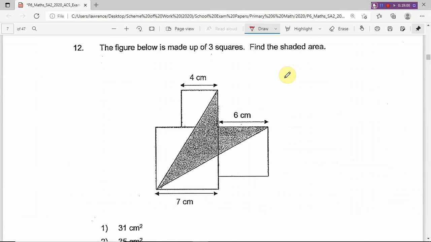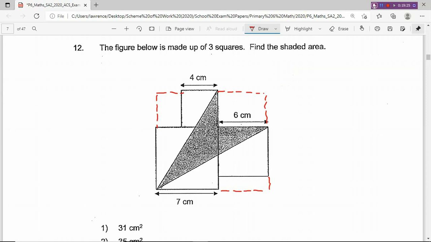Question 12, how do you find the shaded area? There is a method here again. The shaded area is not regular. So what you can do is create a regular shape like this, a regular rectangle. And you find the area of the entire figure. Find the area of the whole thing. Then you take out those that you don't want.